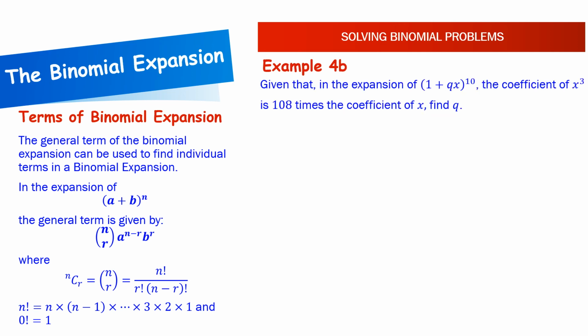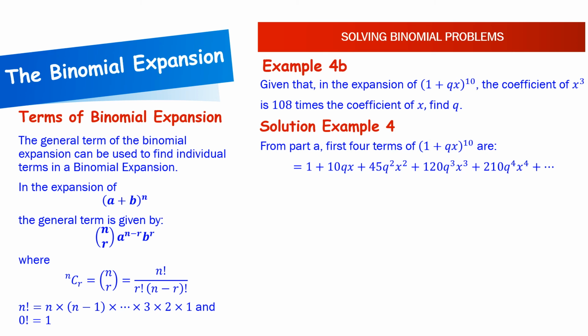Now let's have a go at example 4b. Given that in the expansion of (1 plus qx) all raised to the power 10, the coefficient of x cubed is 108 times the coefficient of x, find the value of q. So from part A, the first four terms of (1 plus qx) to the power 10 are given as shown. The question informs us that the coefficient of x cubed is 108 times the coefficient of x. So let's put that into an equation.